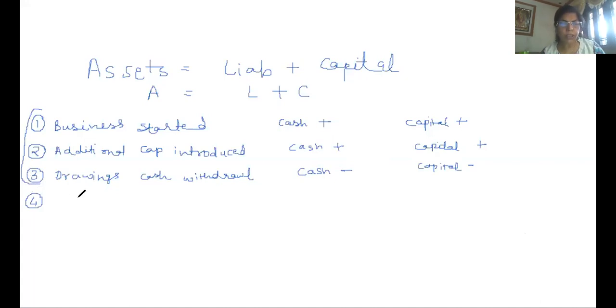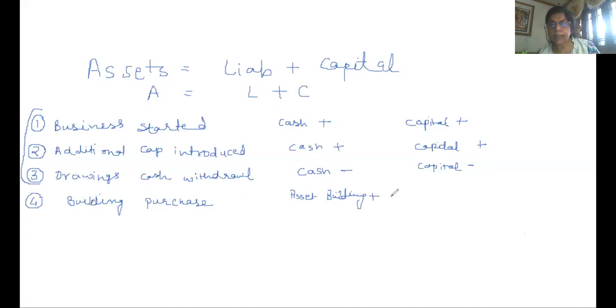Now next, I am giving you one example: businessman purchases a building, or you can say car purchase, vehicle purchase. So building purchase means one column in assets. Asset means the name, building, increases, plus. And another thing, payment is going out. So maybe cash, or we can say bank, reduces.